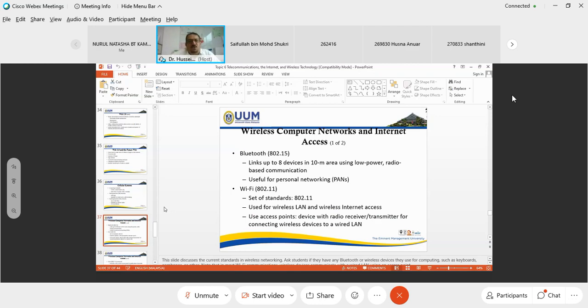Now, wireless computer networks and internet access. We have a lot of wireless technologies like Bluetooth. How can we connect this? I connect my headset to my computer through Bluetooth. And Wi-Fi, how do we connect now? My computer is connected to the internet through Wi-Fi. So this is wireless.